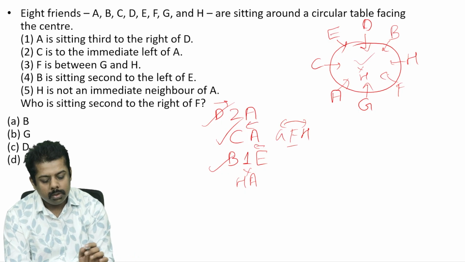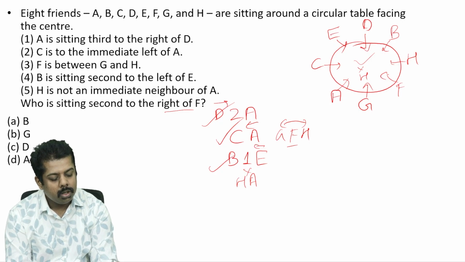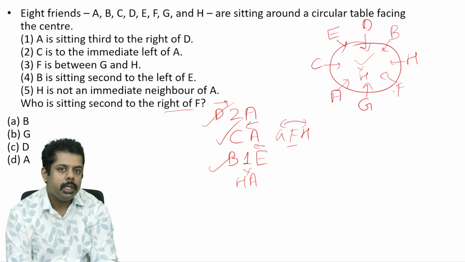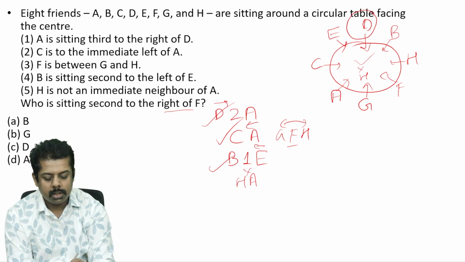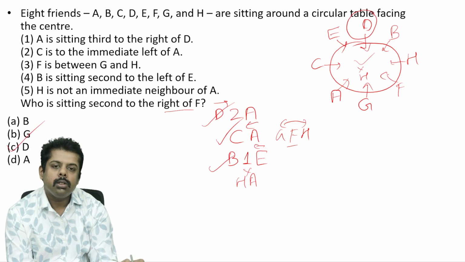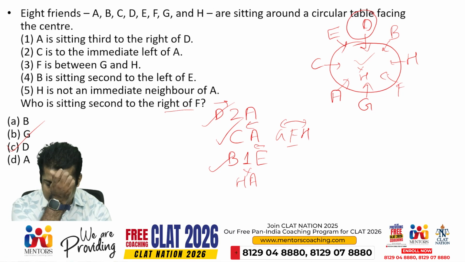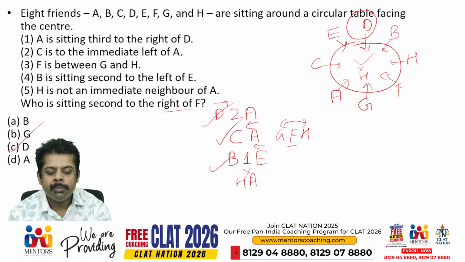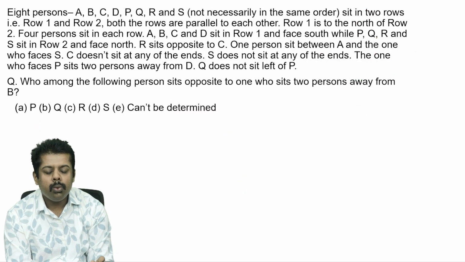Okay, now they have asked a question: who is sitting second to the right of F? If you're just seeing, F is here, right means here, anti-clockwise. So the person who is sitting here is D. So going through the options, the answer has to be option C. So hope that you got the arrangement here. Now moving on to the next set.